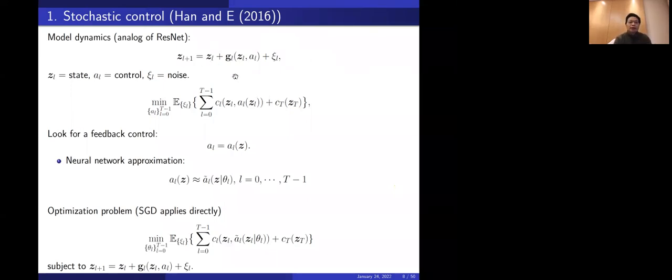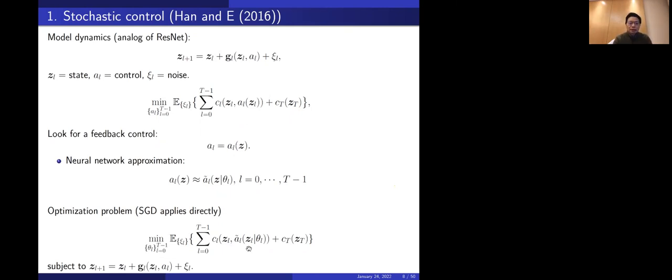So this is a stochastic control problem. Z is the state, A is the control, and C is the noise. We have a discrete dynamical system, and we want to choose the control to minimize the objective function, which has running cost and terminal cost. We're going to look for feedback control, namely control as a function of the state. Now, if the state has high dimension, then this is a high-dimensional control problem. And we're going to approximate this control function, the policy function, by a neural network. Never mind the details of that neural network. Just think about this as an abstract neural network.